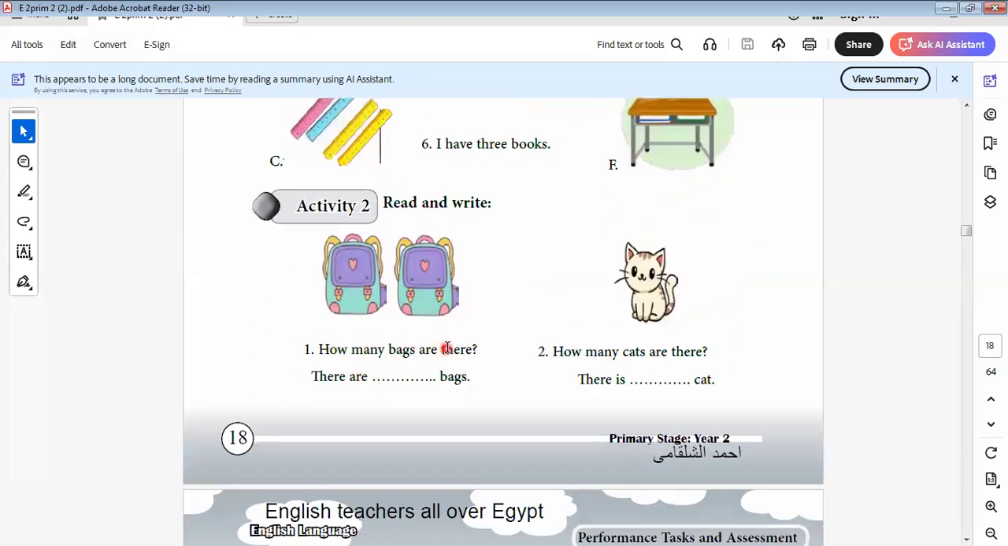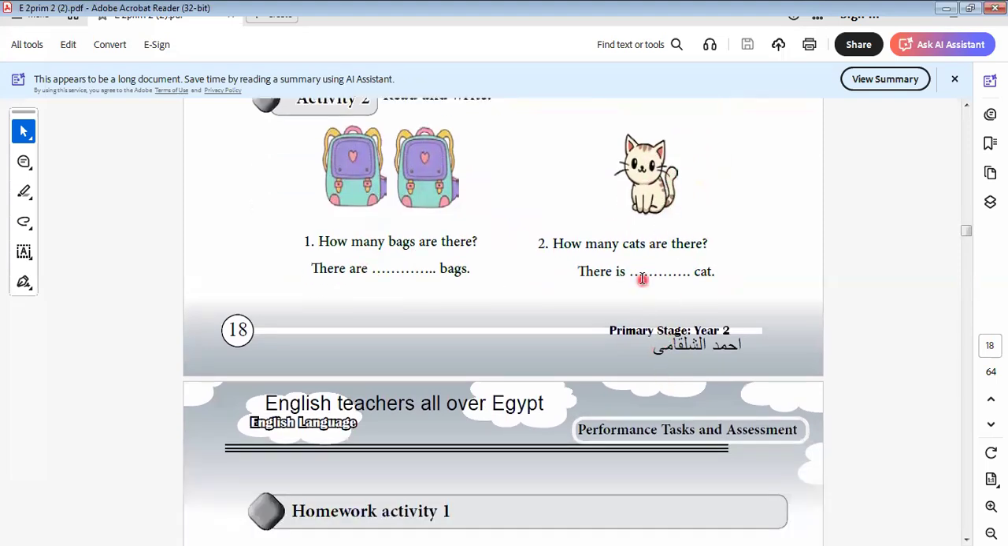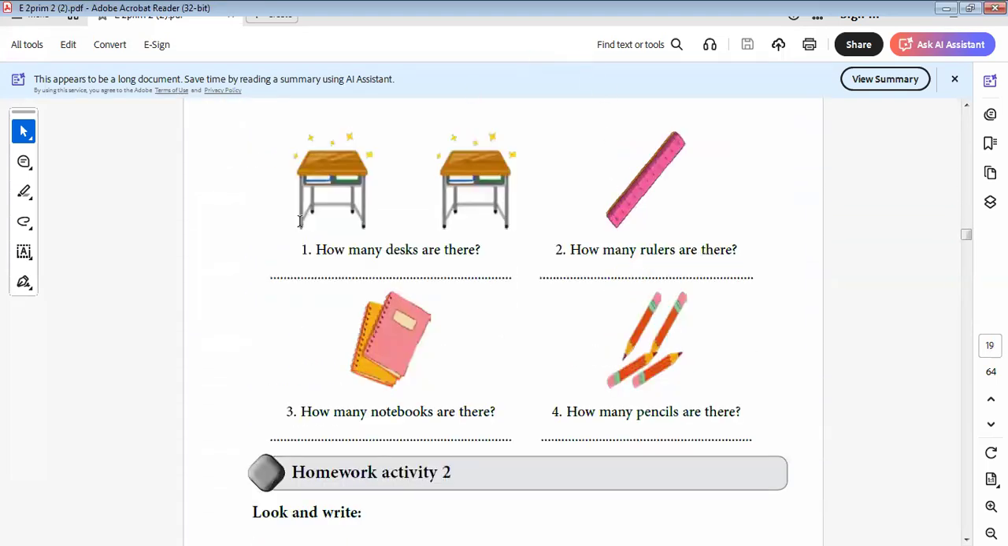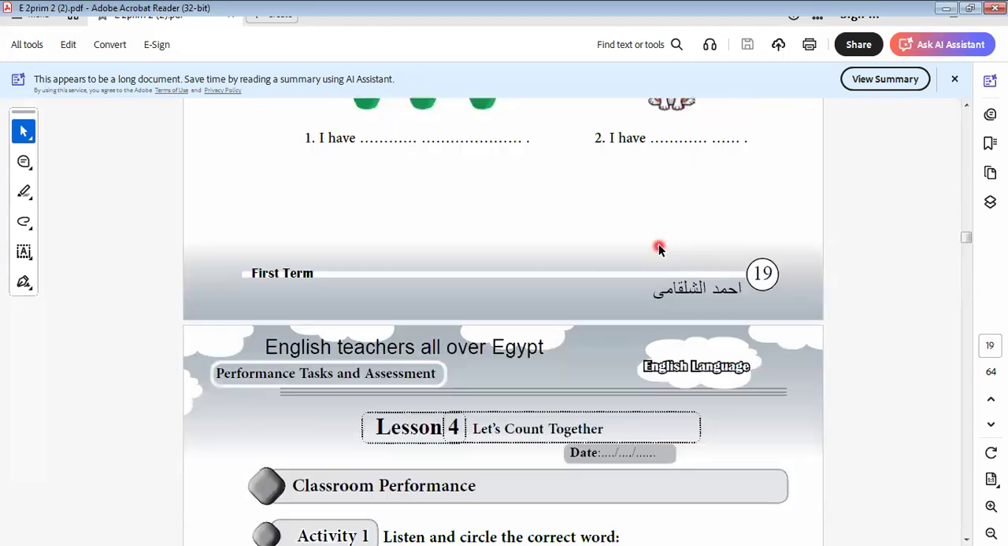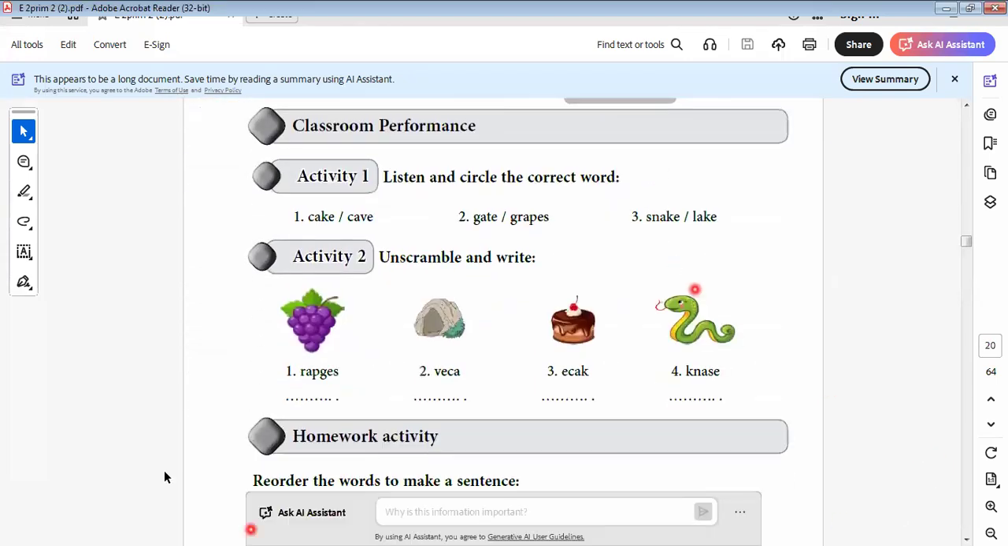How many bags are there? It will be here, 2 bags. How many cats are there? This is 1 cat only. Okay, so here I can count and write the number. I think now we know how to do it.